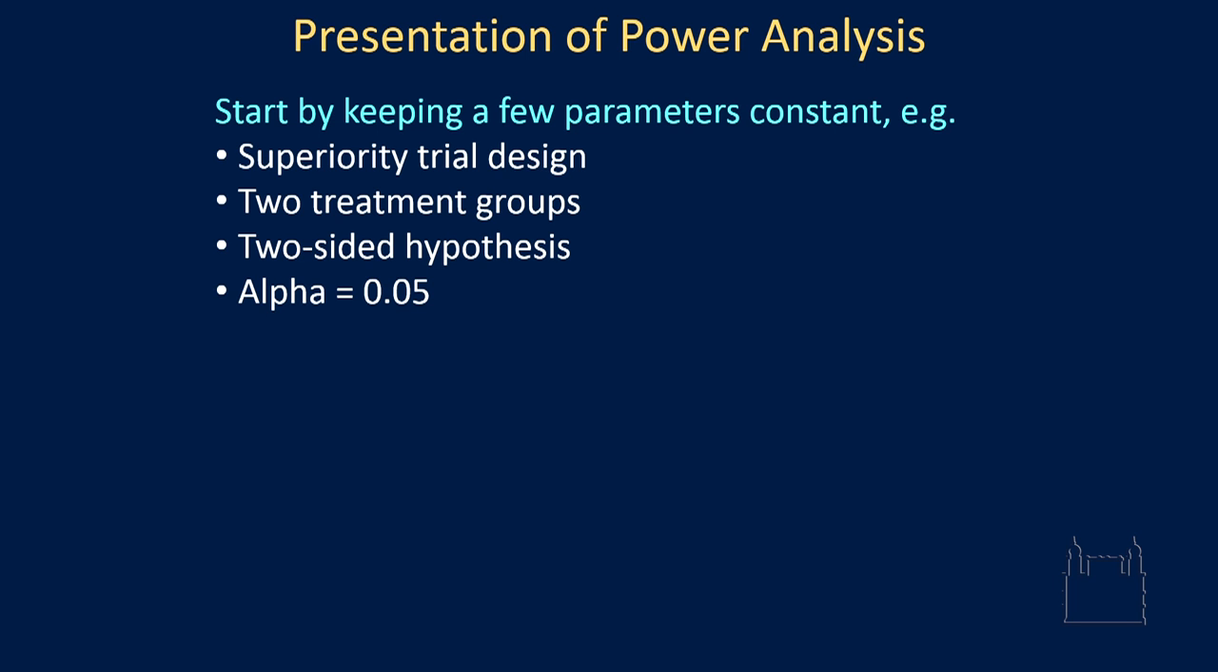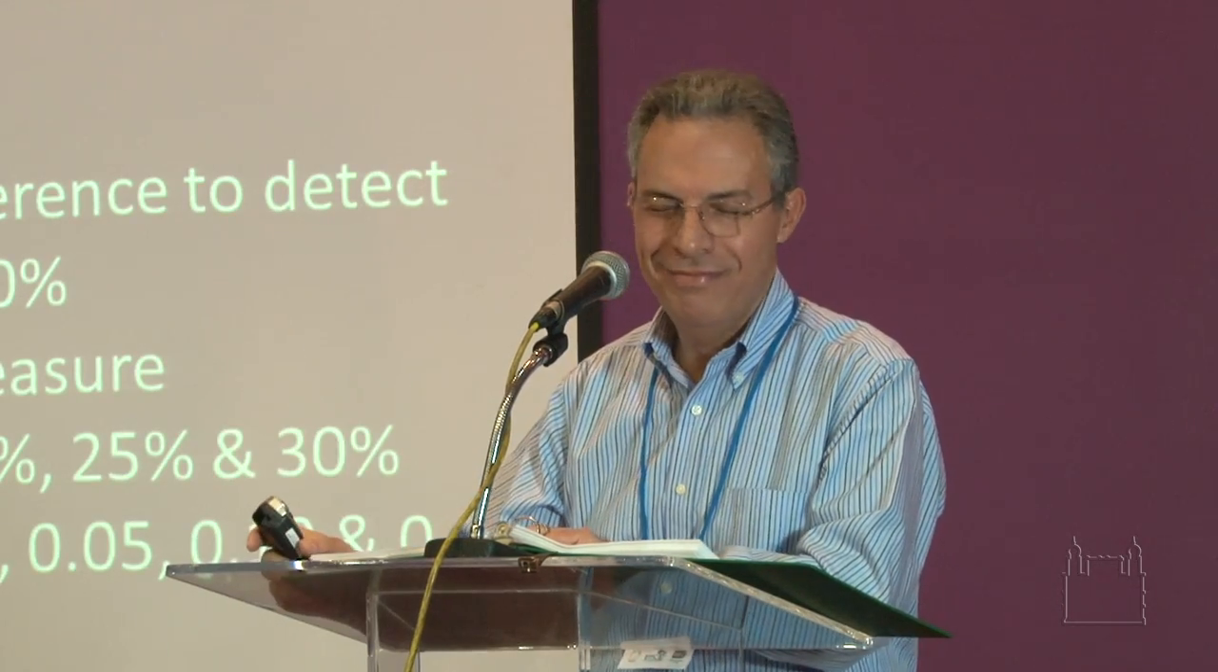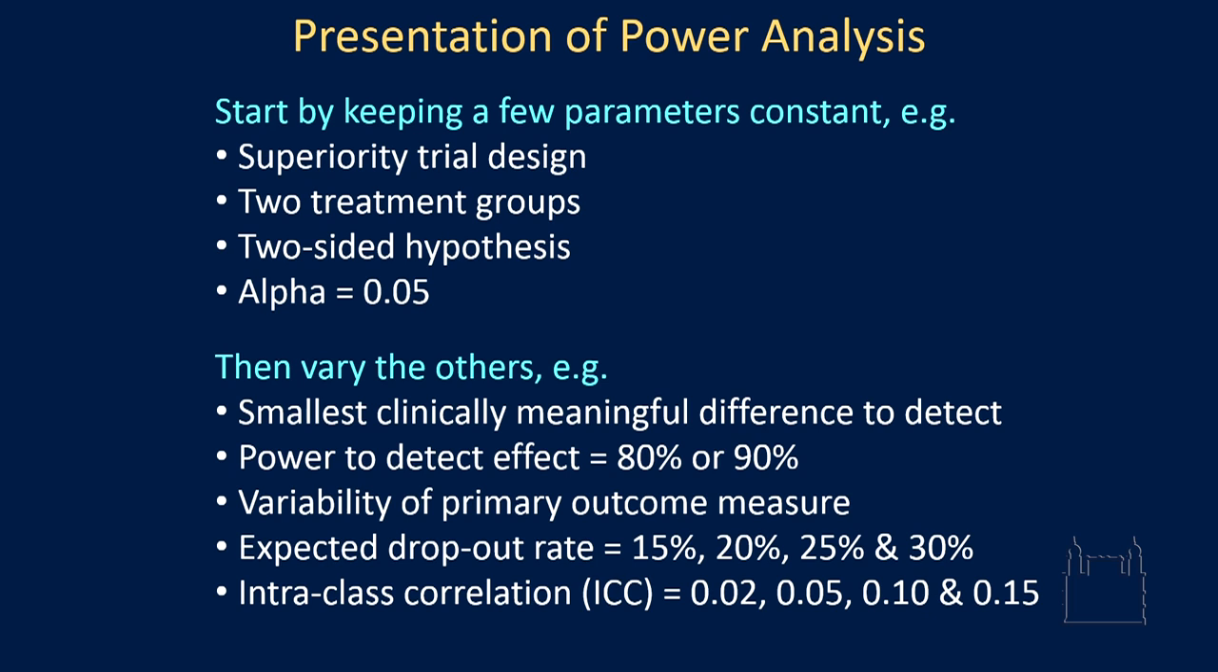The variance of the primary outcome, forget it, I have no idea. Okay, dropout rate, well, I'm looking at past trials. They're not really the same as this one, but from what we've seen, sometimes they're 15%, sometimes 20, 25, 30. It's around that ballpark. And the intraclass correlation, I really don't know, but I've read papers where they found intraclass correlation on completely different trials, and they are in the ballpark of 0.02, 0.05, 0.1, or 0.15.